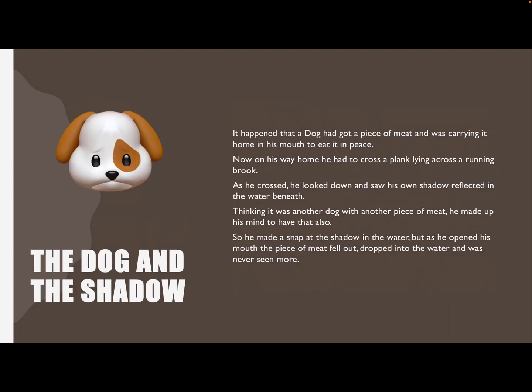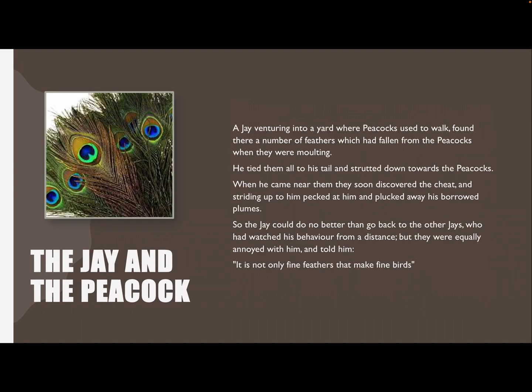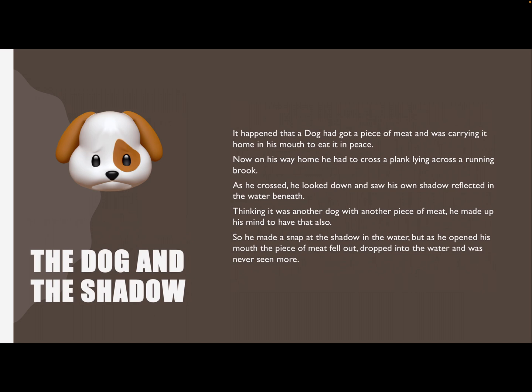Then I've got two new ones for you. The dog and his shadow. Two new ones? Yeah, two new ones. It happened that a dog had got a piece of meat and was carrying it home in his mouth to eat in peace. Now on his way home, he had to cross a plank lying across a running brook.